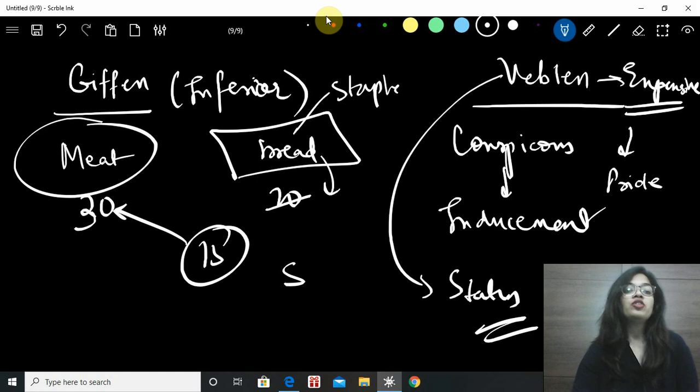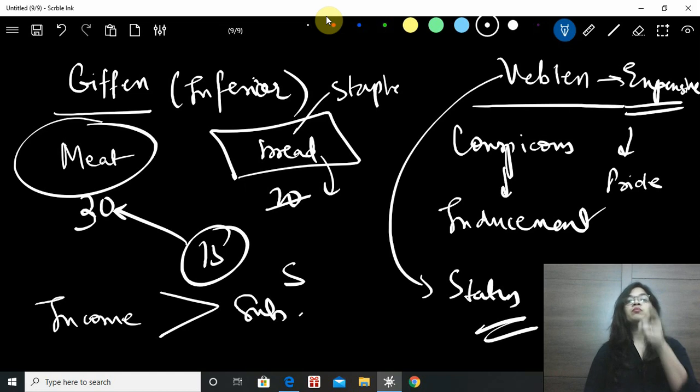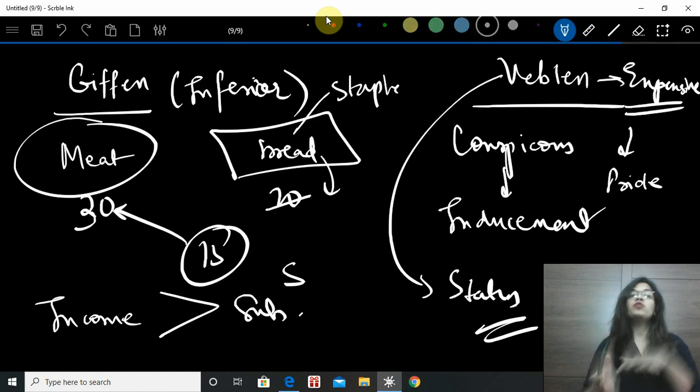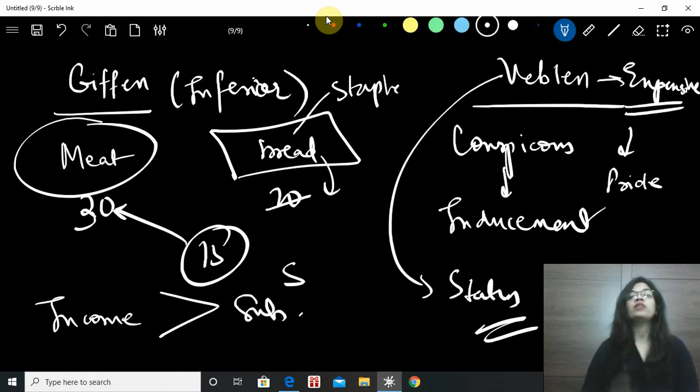Now what is happening in Giffen goods is the income effect is greater than the substitution effect, because here the price is falling, he is substituting it, but since his income is more, that is why his income is being spent on meat rather than buying more of the inferior good, right? Here the income effect and substitution effect have got nothing to do with it, because this is purely for keeping your status and prestige symbols, right?